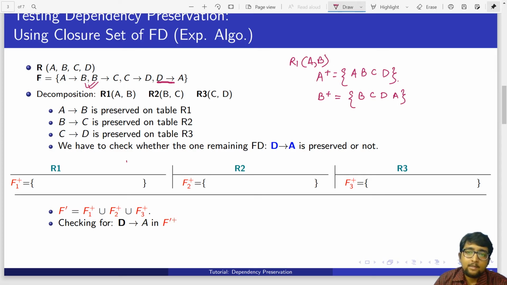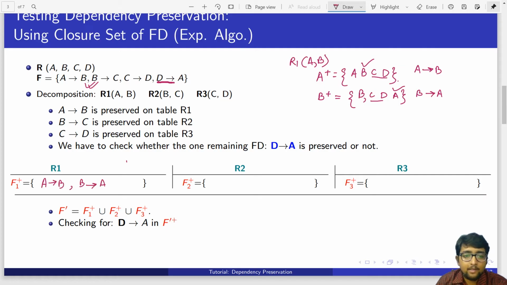But the thing is, now we can say that all of these sets are functionally determined by A. That we can say. But all of these attributes are not present in R1. Only A and B are present. So what we can say is A goes to B is a valid functional dependency on R1, and similarly here B goes to A is a valid functional dependency on R1. C, D, although they are derived, we cannot use because C and D are not there in R1. So these two are the valid functional dependencies on R1.